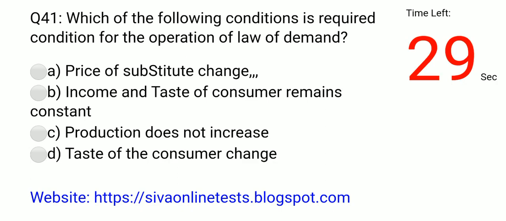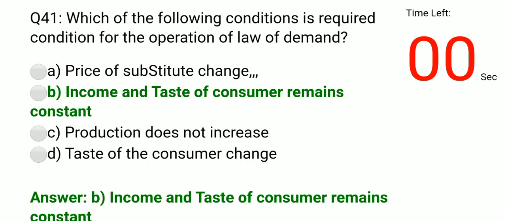Question 41. Which of the following conditions is required condition for the operation of law of demand? Options. A. Price of substitute change. B. Income and taste of consumer remains constant. C. Production does not increase. D. Taste of the consumer change. Answer. B. Income and taste of consumer remains constant.